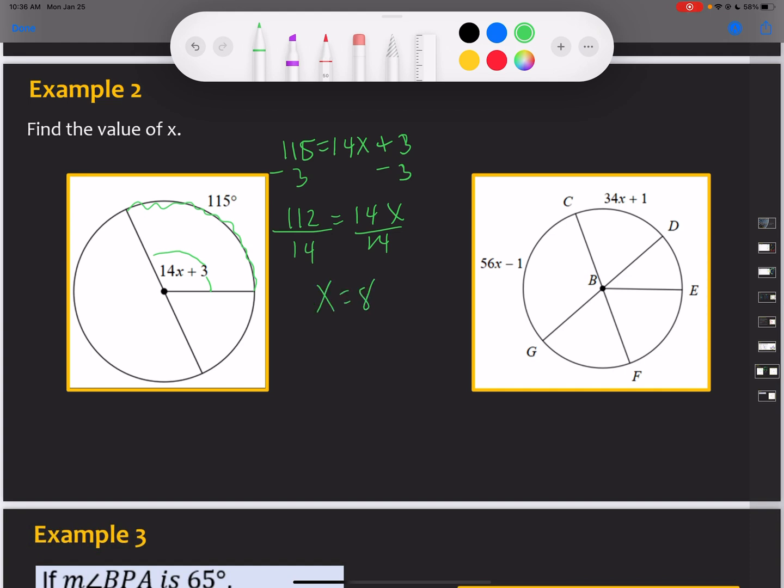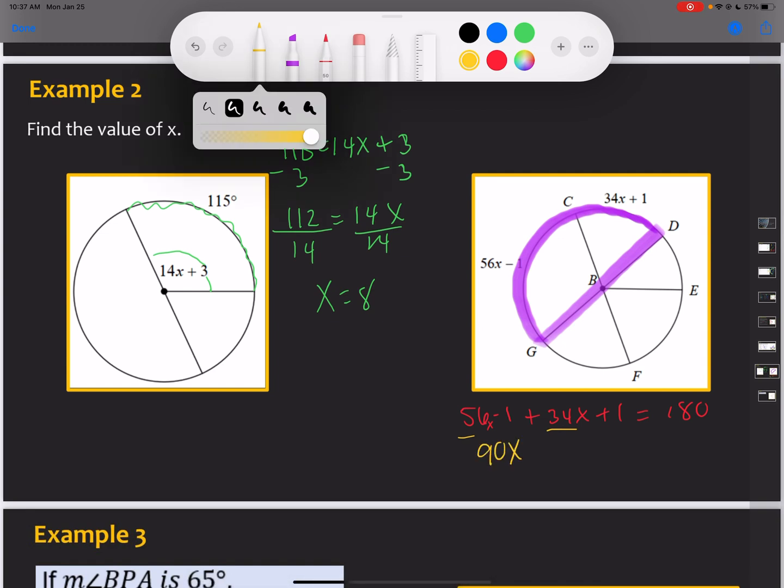Okay. If I want to find x here, I know that this right there is the diameter, which means I know this arc measure. That arc measure is 180. Therefore, if I add the 56x minus 1 plus the 34x plus 1, and I set it equal to 180, I can solve for the x. Combining like terms, we have 56 and 34. So 56 plus 34 would be 90x. Minus 1 plus 1 becomes 0, equals 180. Divide by 90, x equals 2.